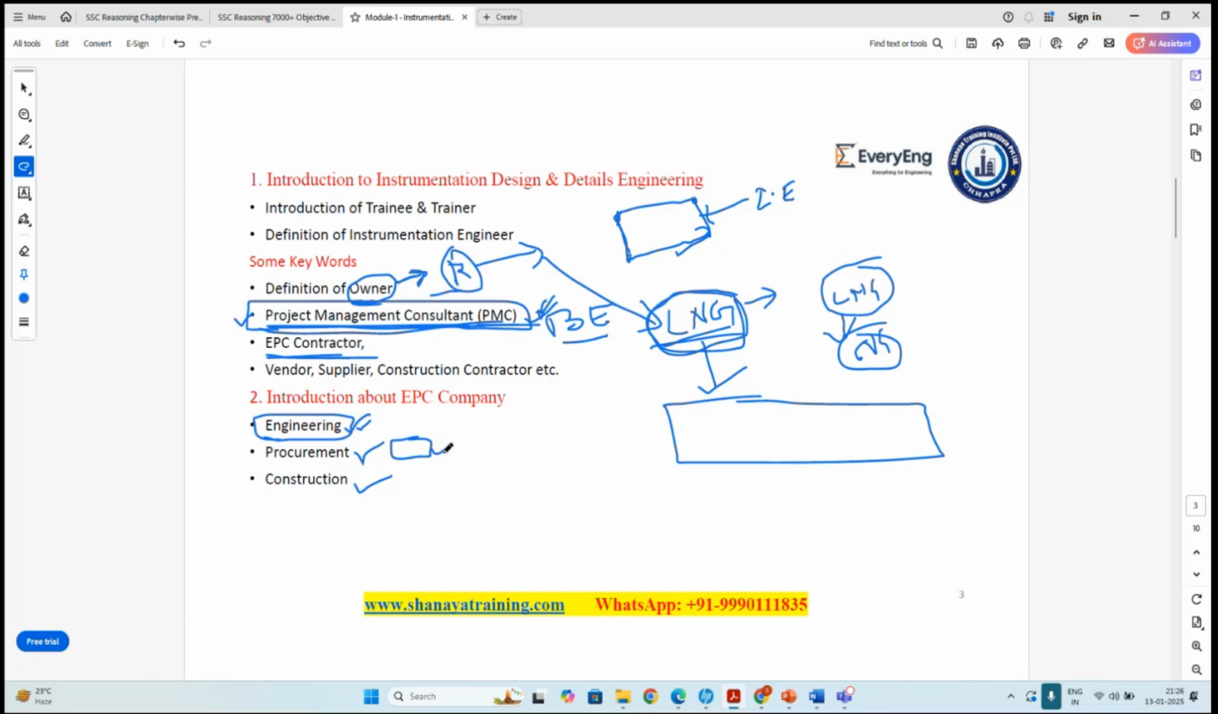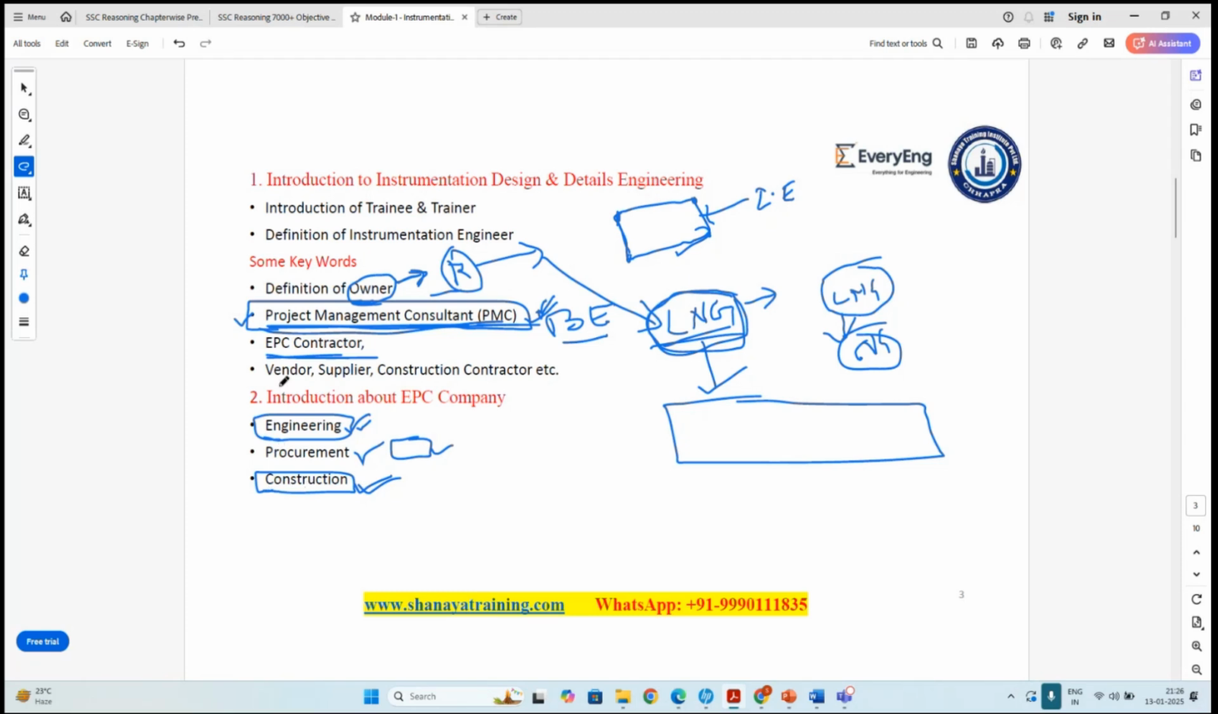Procurement means purchase. The EPC company will do the purchase for the project, and after that it will send that material to the site, and at the site the same company will do the construction, erection of those materials, and commissioning of the whole project. So the EPC's roles and responsibilities involve detailed design engineering, procurement, and construction also.